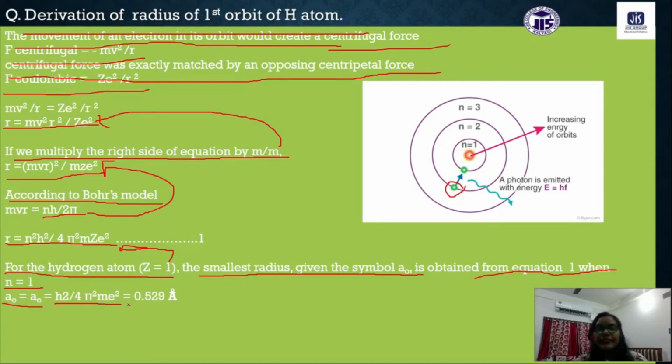Which is 0.529 angstrom. Because all these parameters are known: the Planck constant, the pi value, the mass of the electron, the charge of the electron. If we calculate by putting all these values, we can know the radius of the hydrogen atom, that is 0.529 angstrom.